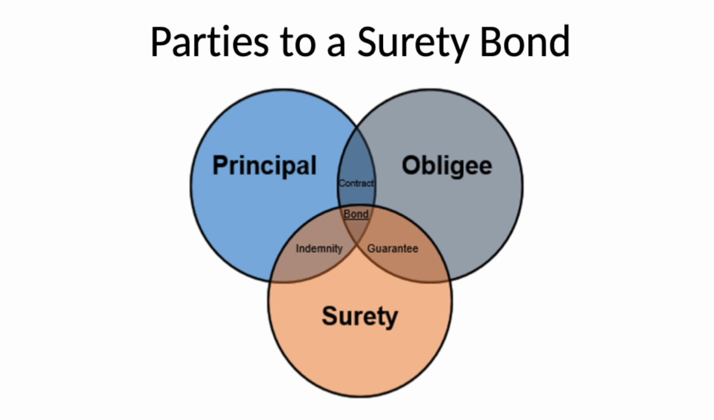In the middle of our Venn diagram, we have the bond, and then we have our three parties to the bond surrounding that. In between our principal and our obligee is a contract. We're going to go over what these things are in a little bit. The principal and the surety company overlap with the indemnity agreement. The obligee and the surety have a guarantee and more of an agreement, less formal.